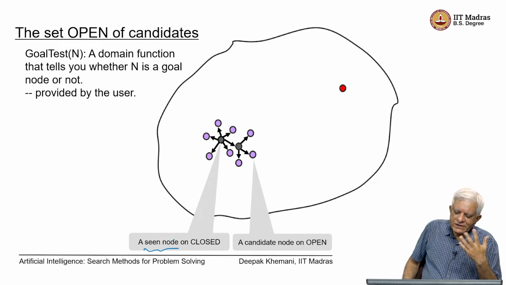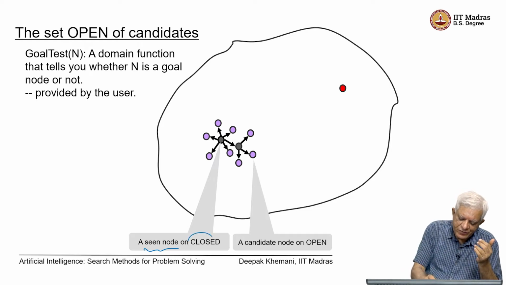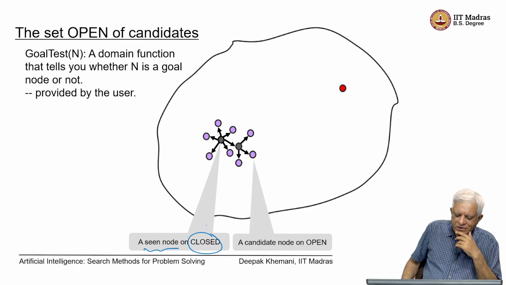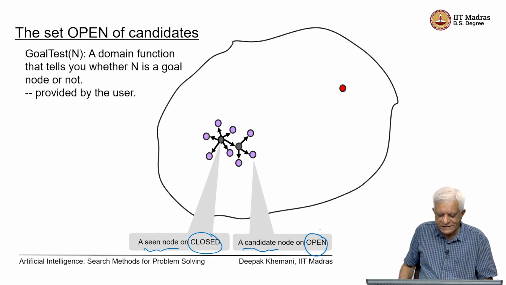So, the nodes that we have already visited, we will call them seen nodes, and we will put them in a list or a set called closed, and the other nodes are the ones that we have generated by the move gen function, but not visited or not picked yet. These are the candidate nodes, and we will put them in the set or list called open, which is the set of candidates. So, we have 2 kinds of nodes, ones we have visited, ones that we want to visit, or which we have generated, but we have not yet visited.